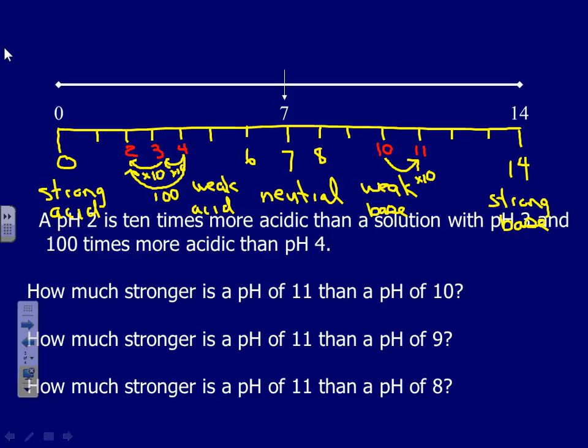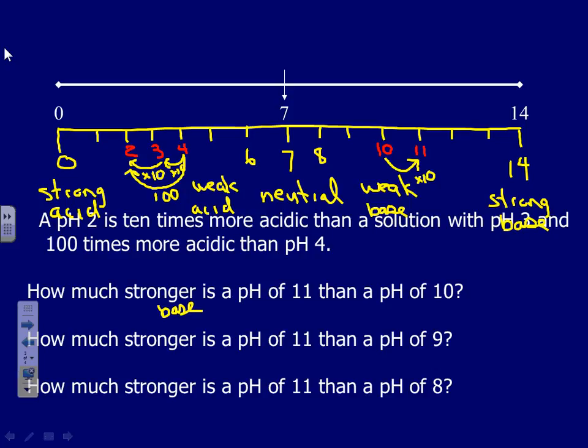So if I go from how much stronger is an 11 than a 10, I guess how much stronger of a base is a better way to put it. How much stronger? This is a base. I want to add that in there. All right? I want to add in that we're talking now about how much stronger the base is, because as you move away from 7, it gets stronger as an acid and stronger as a base. So how much stronger is it? How much stronger is it? Garrett? 10 times. I wrote it down there.